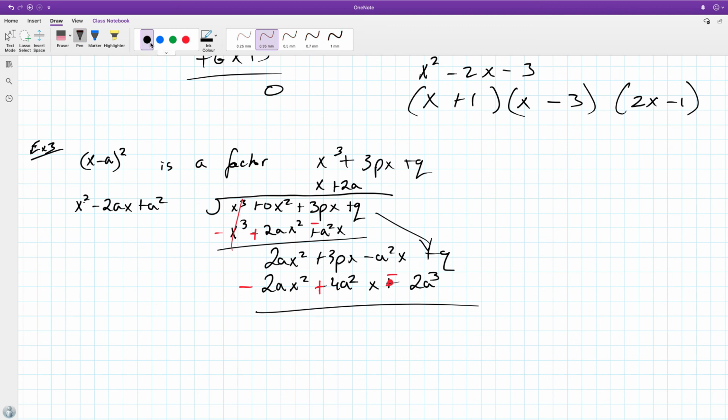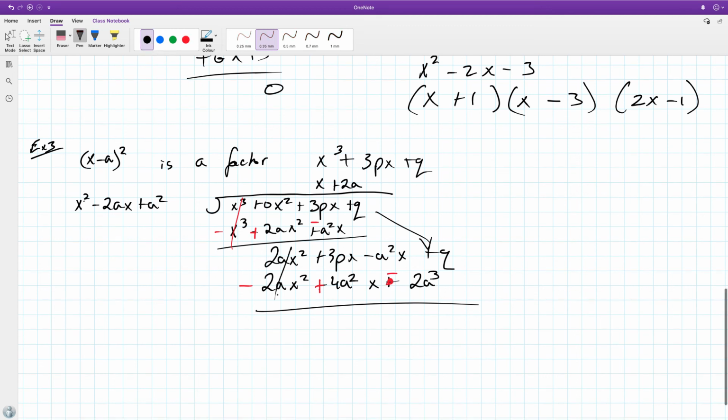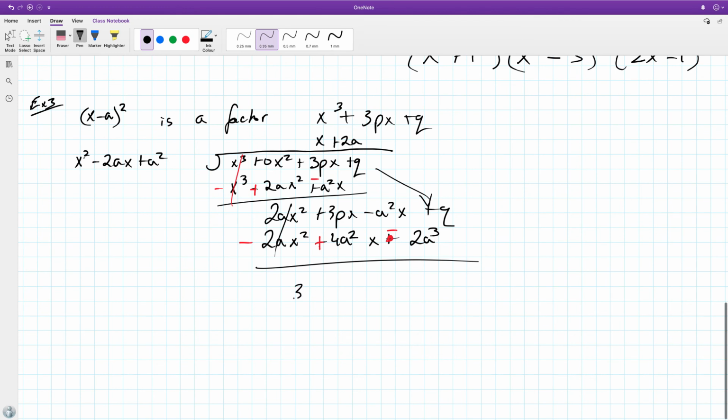We're left with 3px minus a squared x plus 4a squared x, minus 2a cubed plus q. That's what you're left with. It is equal to 0x plus 0. That okay?